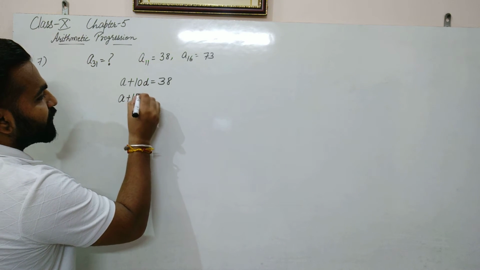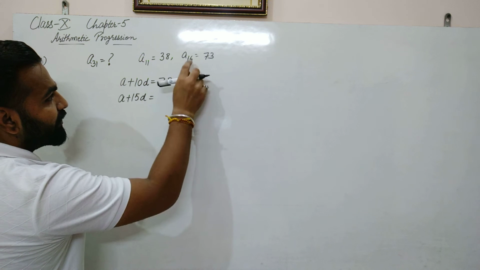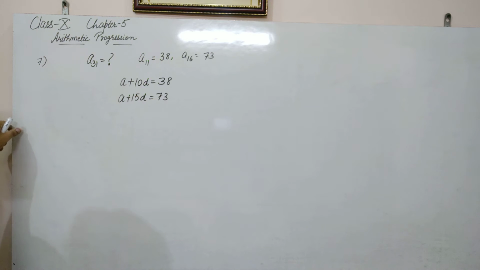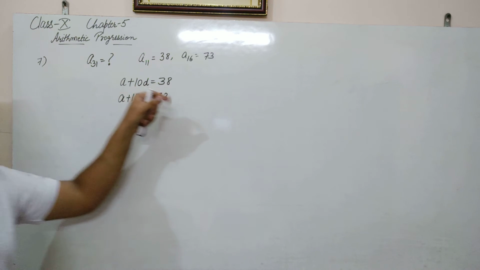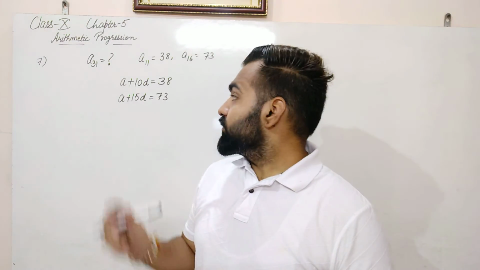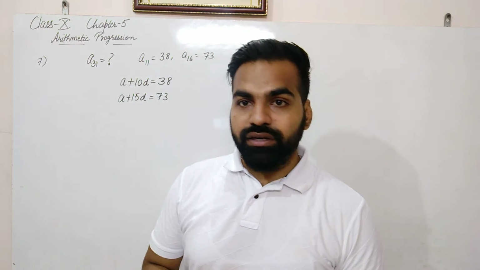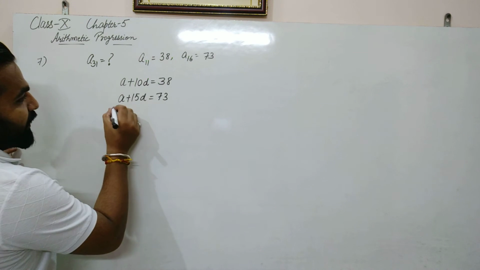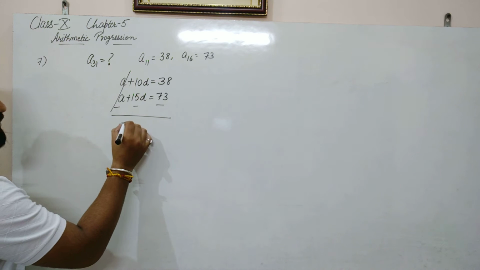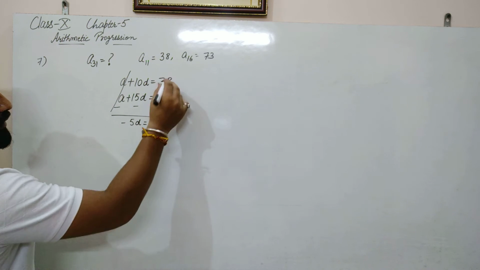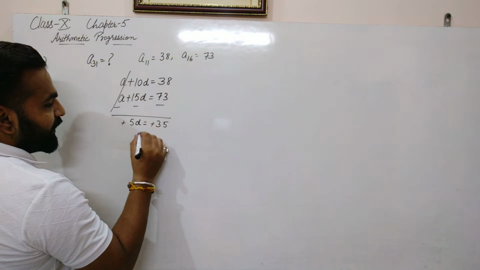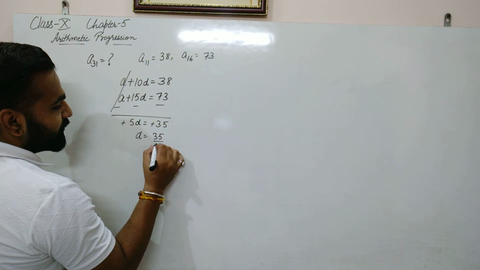The coefficient of d is always 1 less than the value of n here. Clear, students? So now we have to calculate, two equations are given. We have to calculate the value of two variables, that is a and d. So we will use the elimination method to calculate a and d. So subtract both equations. This a will cancel out. This will be equal to -5d, and this will be -35. So from here d will be equal to 35 by 5, that is 7.